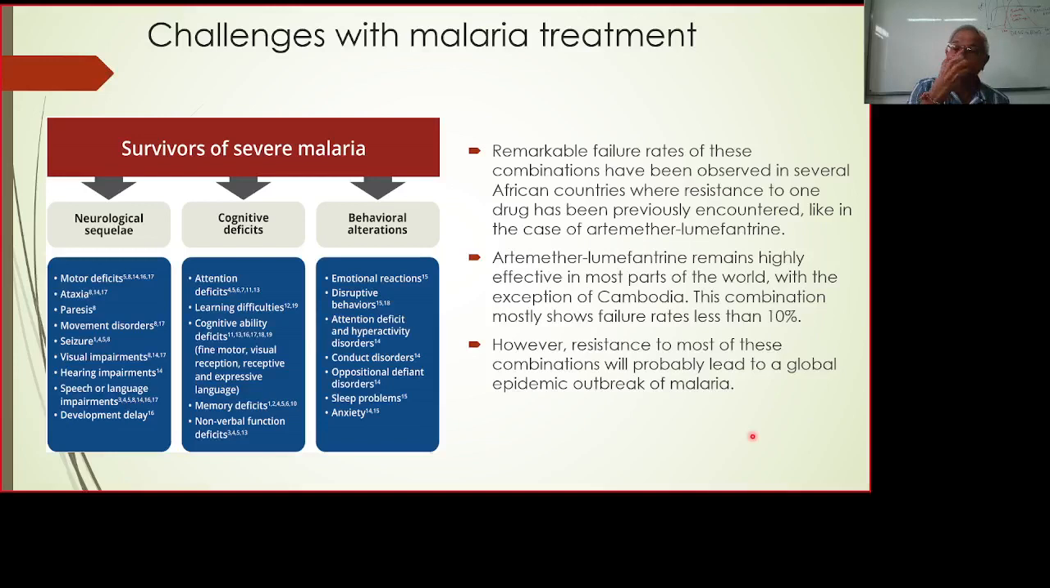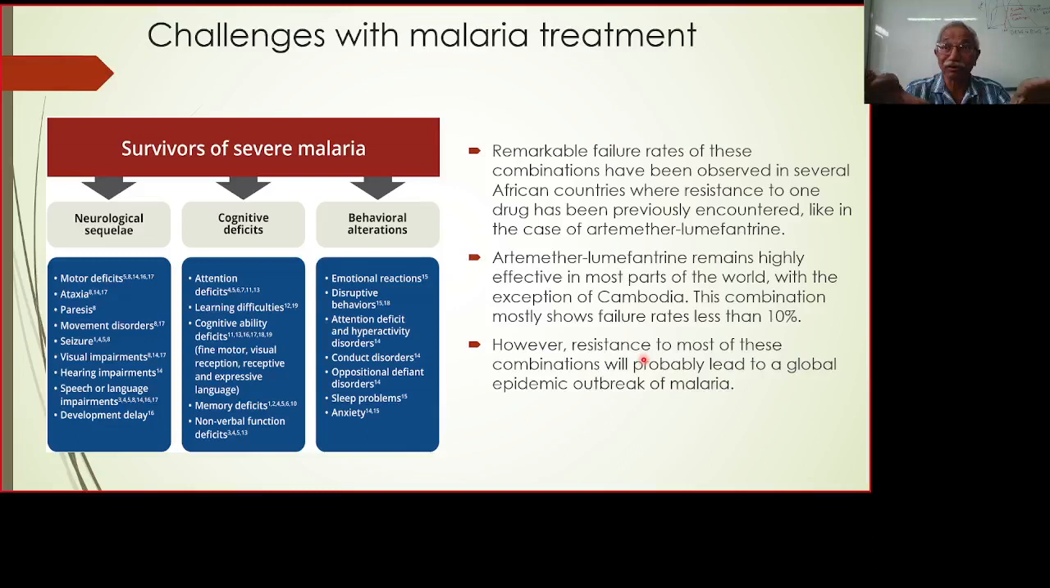Survivors of severe malaria also face side effects and long-term effects, which cover neurological sequelae, cognitive effects, and behavioral alteration. These all affect your nervous system. Remarkable failure rates of these combinations have been observed in several African countries where resistance to one drug has previously been encountered, as in the case of artemether and lumefantrine. These were very good, but then resistance was created. And if the malaria continues for a longer time, then people suffer from these neurological diseases and then they die.